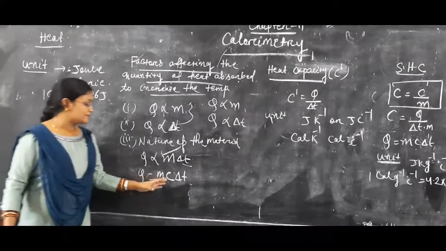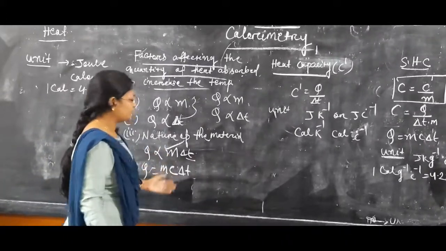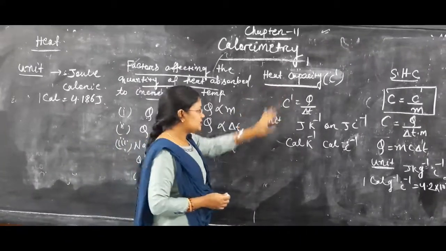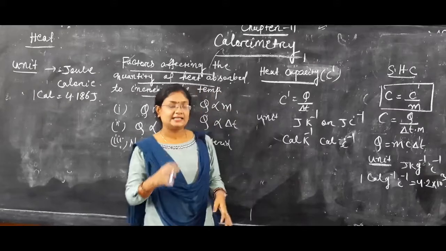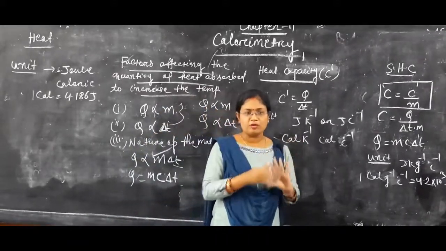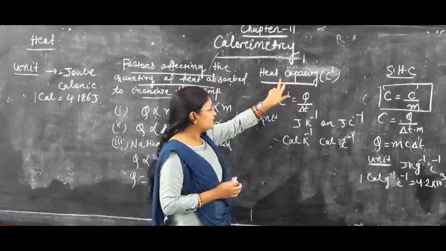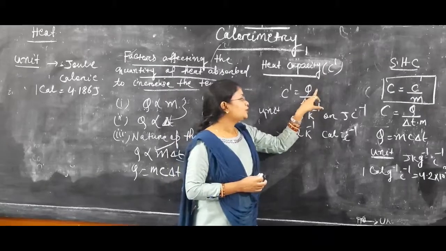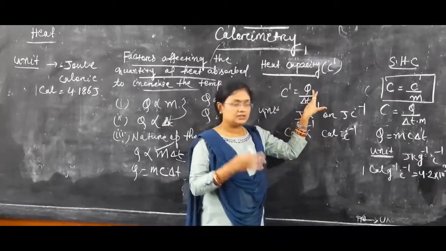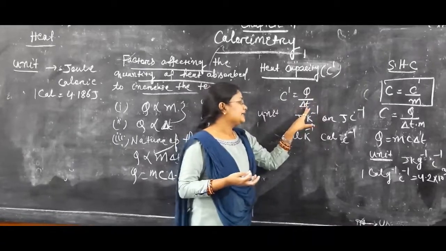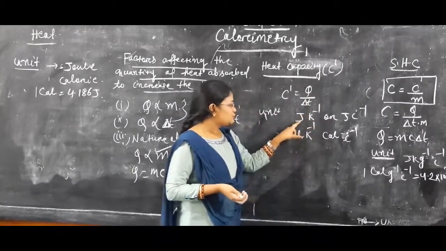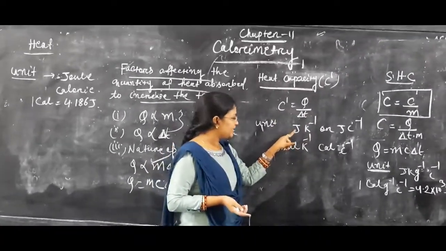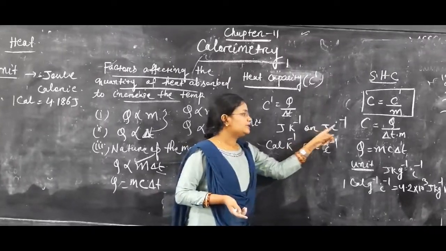We will see what is specific heat capacity, but before that you should know what is heat capacity. Heat capacity is the amount of heat needed to increase the temperature of the whole body through 1 degree Celsius. Heat capacity is denoted by C dash. So C dash equals Q by delta T. Q is the amount of heat energy in joule, and delta T is the temperature, whose unit is Kelvin or degree Celsius. So its unit will be joule per Kelvin, or joule per degree Celsius.